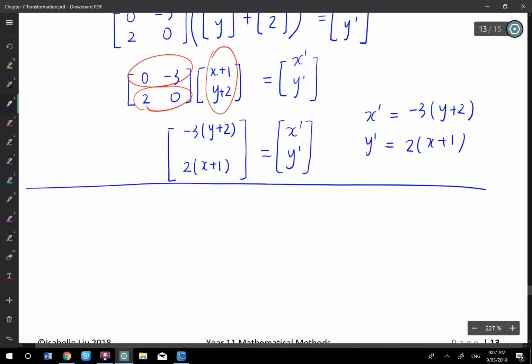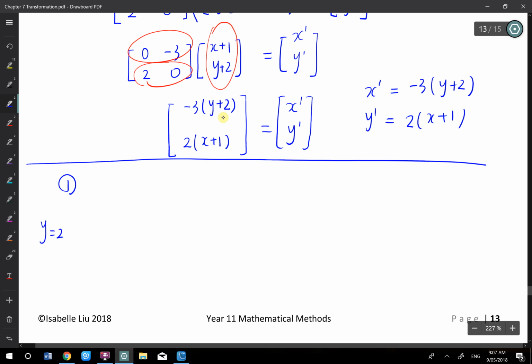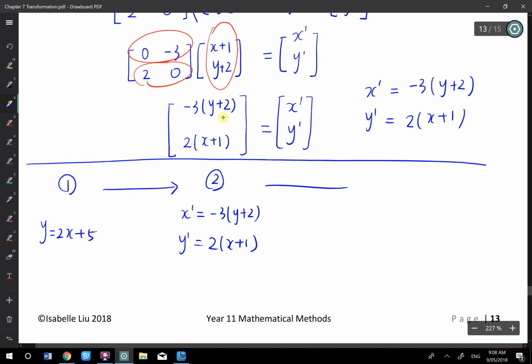And back to the question, I have number 1. Number 1 gives me y equals 2x plus 5. I have my number 2 here. My number 2 gives me x dash equals minus 3y plus 2. That's the result I get from the matrix. And number 3 is the question mark, but I need x dash, y dash. Okay, we know that we need x dash, y dash.